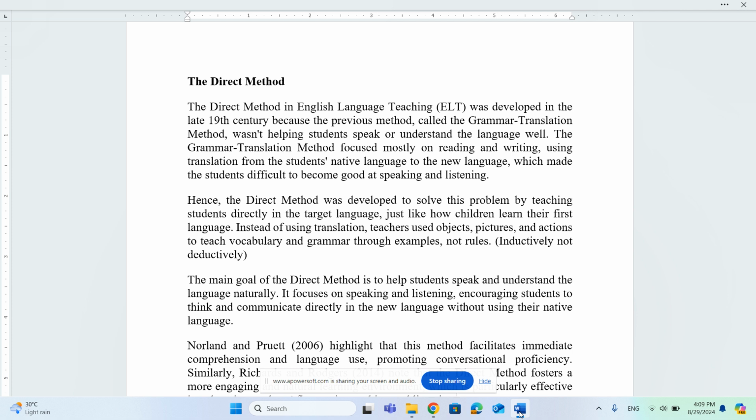direct method. The direct method is another method of English language teaching which was developed in the late 19th century because the previous method, the grammar translation method, was not supporting the students to develop their speaking ability. That's why, to overcome the problems created by the grammar translation method, the direct method was developed in the late 19th century.